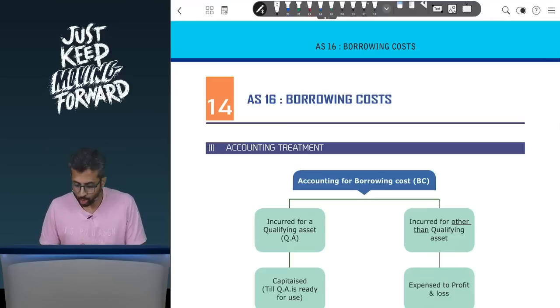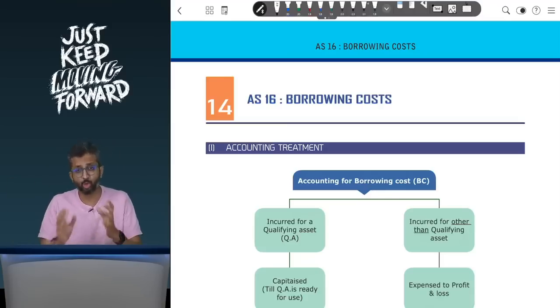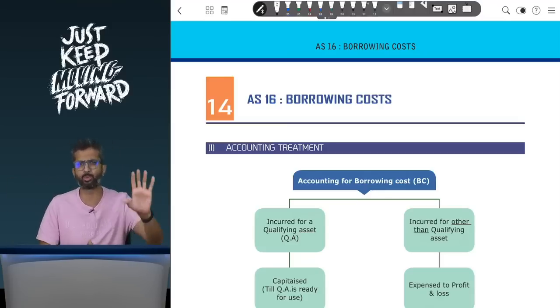So next we go to AS16. This is a standard on borrowing cost. I would rate this standard as important. So when you look at the accounting treatment, what does borrowing cost cover? Usually borrowing cost is referred to as interest cost. Let us say there's a bond of 100 rupees, 10% is the coupon, that is 100 into 10%, 10 rupees is the interest.